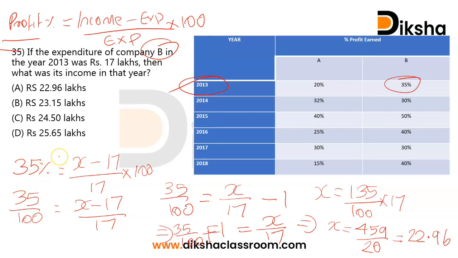We put 35% equal to X minus 17 by 17 into 100. We just split it up, X by 17 minus 17 by 17. This 17 by 17 we can write as 1. So 35 by 100, this minus 1 when brought to this side becomes plus: 35 by 100 plus 1 equals X by 17. Taking the LCM, 100 plus 35 is 135, so 135 by 100 equals X by 17, from which X equals 135 by 100 into 17. You get 22.96, so option A is the correct answer.